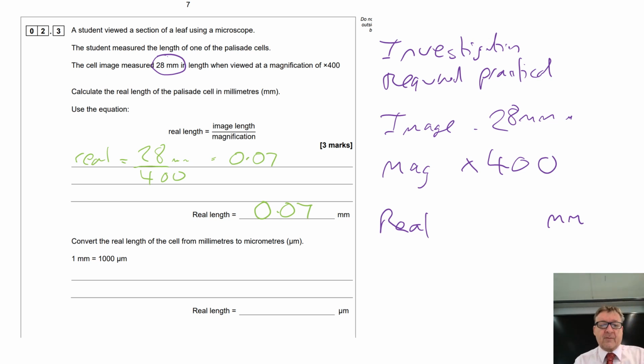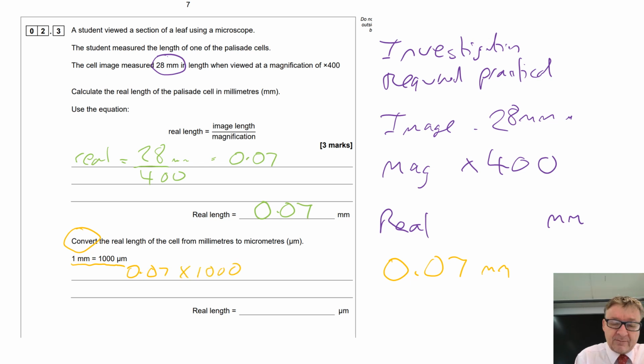Next part, convert. Oh, here we go, convert the real length of the cell from millimeters to micrometers. Oh, they even tell us that. So 1 millimeter equals 1,000 micrometers. So if I've got 0.07 millimeters, think about it now. If 1 millimeter equals 1,000, is this number going to get bigger or smaller? Right? Well, without any shadow of a doubt, it's going to get bigger. So what you do is you do 0.07 times by 1,000, which gives me 70 micrometers.